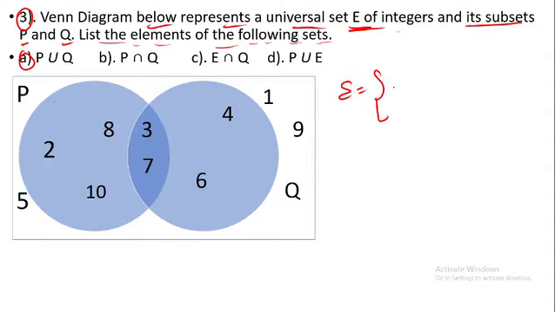So we list them out. We have 1, 2, 3, 4, 5 here, 6, 7, 8, 9, and then we have 10. So our universal set is the set of what? 1 to 10. So the first one, we are asked to find what?